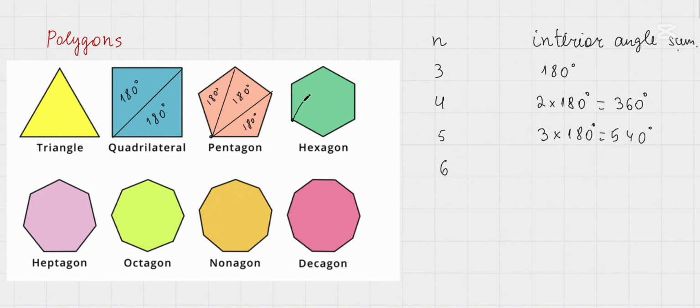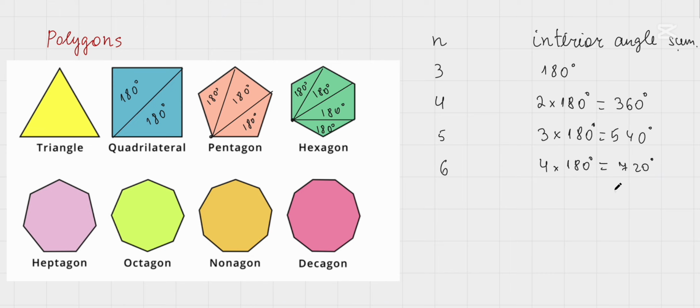So basically we can draw this diagonal, and the third diagonal here. These 3 diagonals divide hexagon into 4 triangles, and each triangle has interior angle sum as 180 degrees. So we can say if we have 6 sides, we have 4 times 180 degrees, which makes 720 degrees.